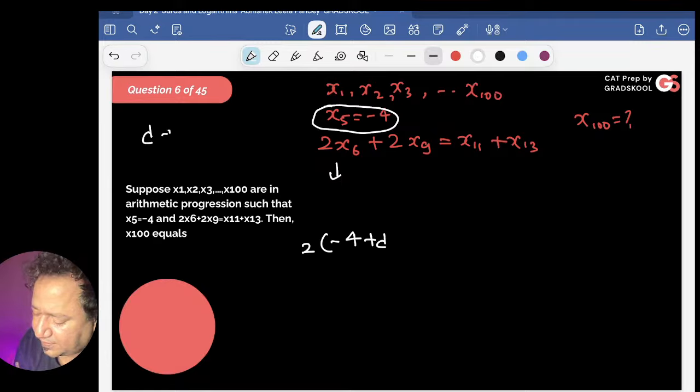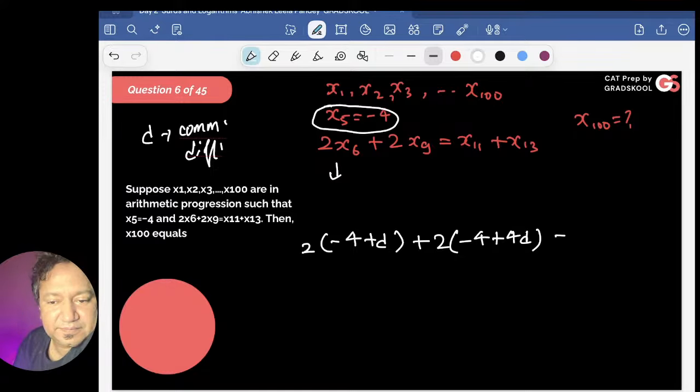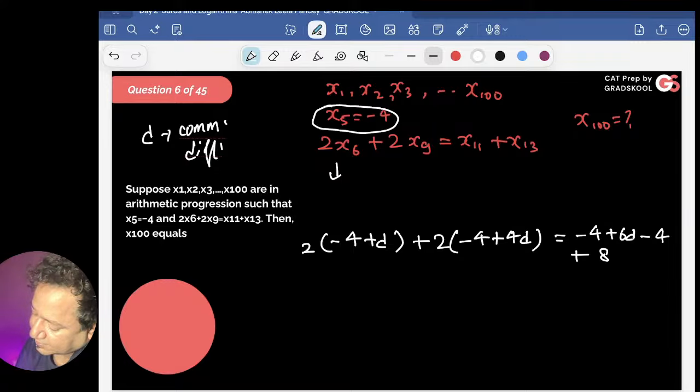All of you understand this step or not? Let d be the common difference. Plus 2 times x9, so x5 is -4. x9 is 4 steps away, so there'll be -4 plus 4 times d. This is x11 plus x13, right? What is x11 by the way? x11 is 6 steps away, so -4 plus 6d, and x13 is 8 steps away, so -4 plus 8d.